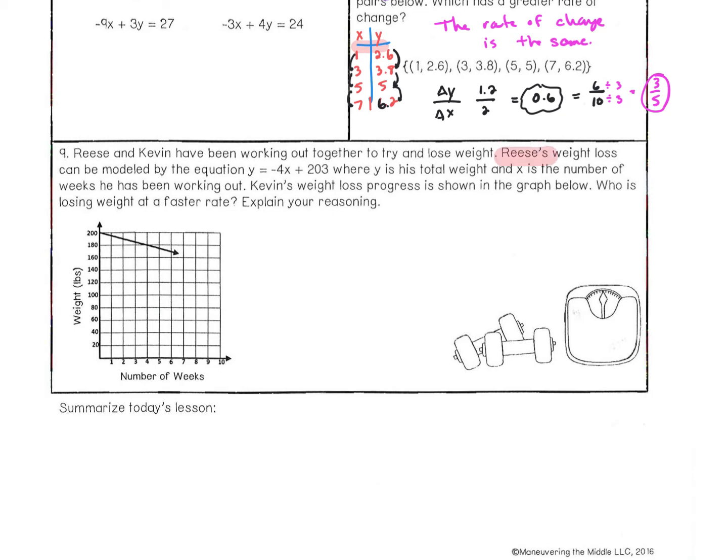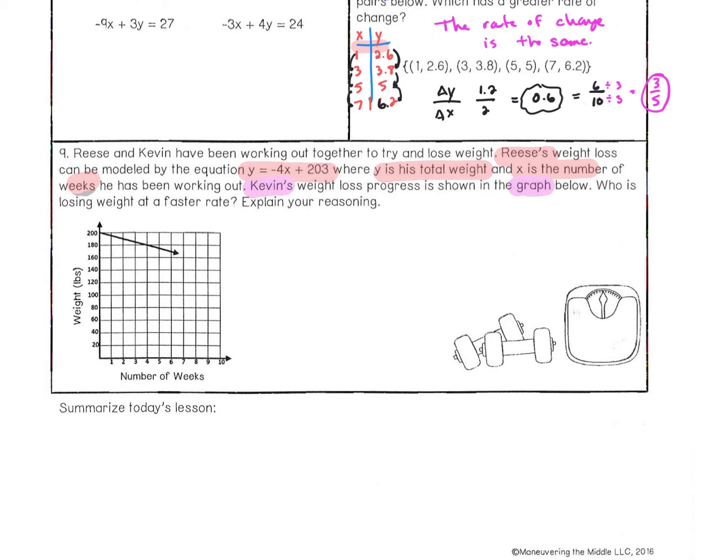So let's begin again with Reese's information. So Reese is losing weight, and his is modeled with an equation. And they tell us y is his total weight, and x is the number of weeks. Now let's go on to Kevin's information. Kevin's weight loss is in the graph. So all of Kevin's information is in the graph.